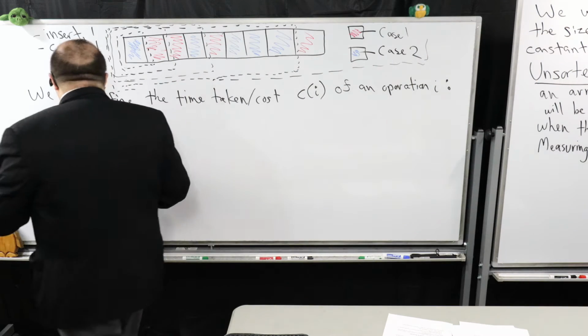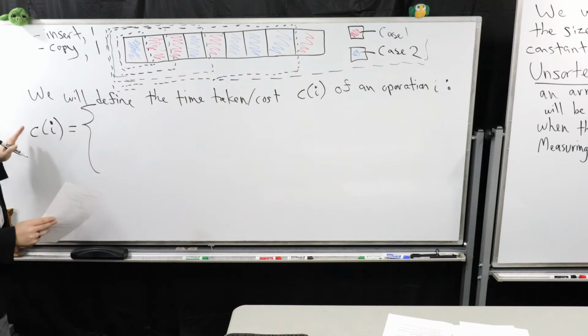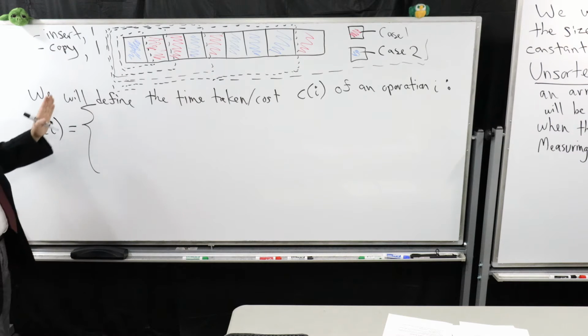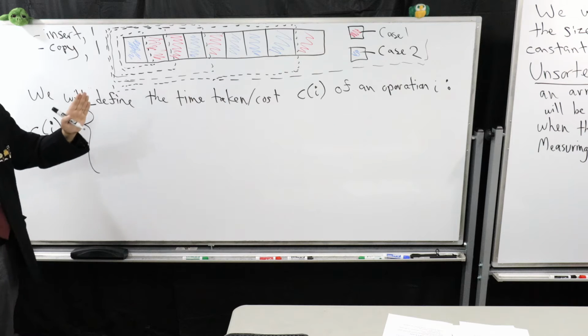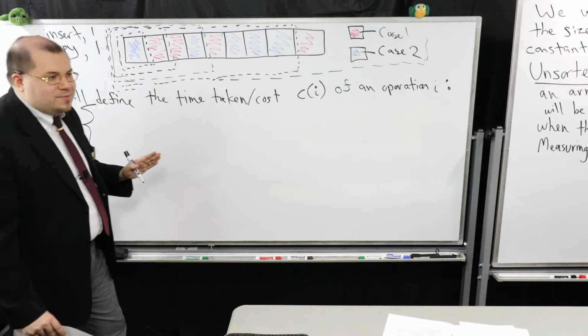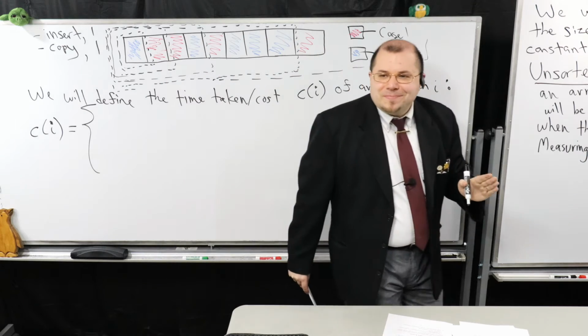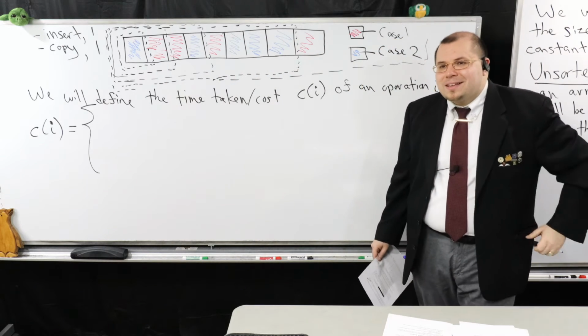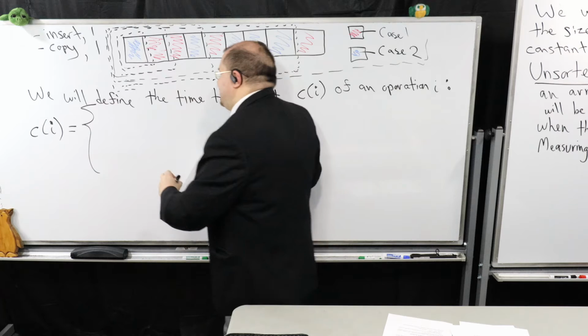So let's talk about the two cases here. Suppose that I give you a case, one of these operations is the blue square. How expensive is the blue square? It's just 1, right? All I do is do an insert.